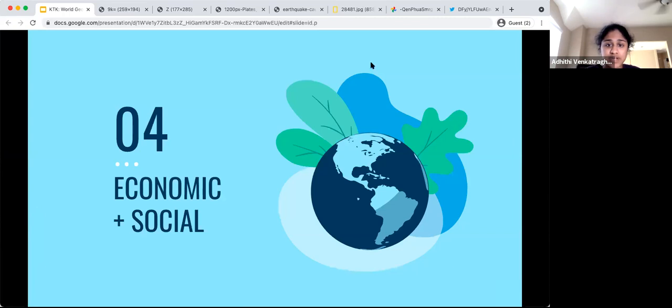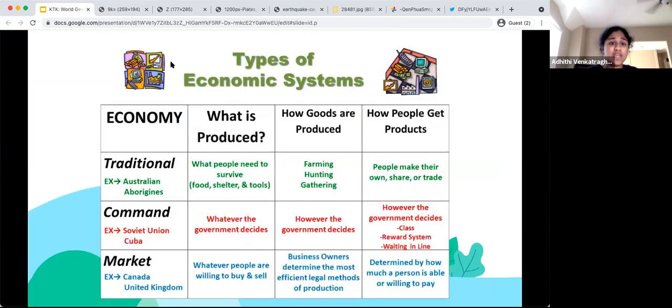Go ahead and continue to the economic and social. So one more important thing is types of economic systems. There are three main types of economy that we're going to be going over, which are traditional, command, and market economy. A traditional economy would be like the indigenous people of Australia, and that is generally a trading economy, a very settled down economy. What people need to survive, like food, shelter, and tools, and goods are only produced by farming, hunting, and gathering, and people make their own share or trade. There is no big manufacturing process going on there.